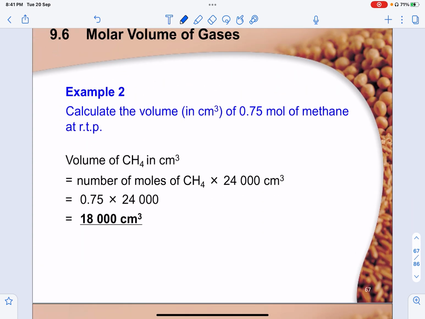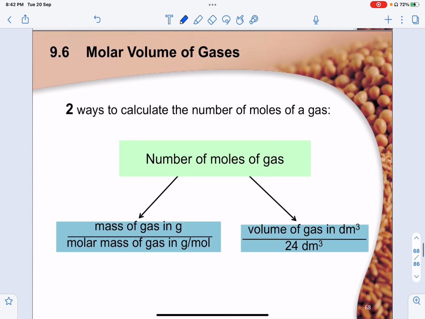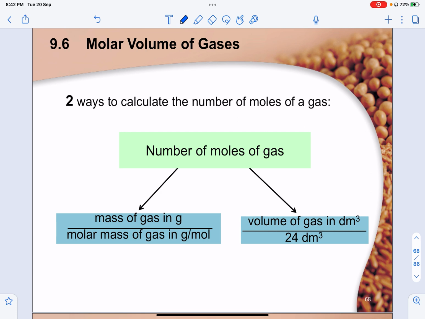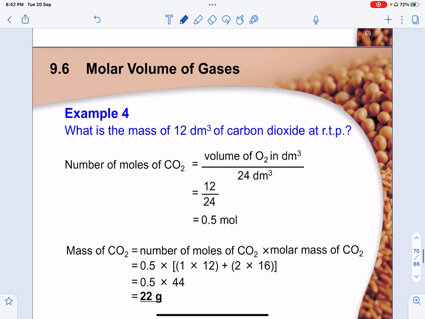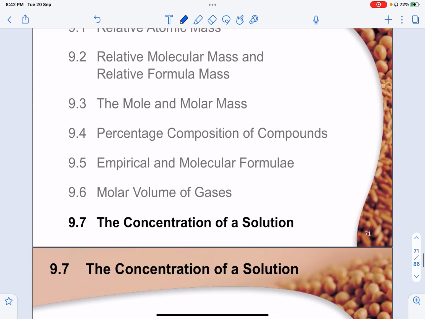So if we want it in cm cube, then from dm cube you have to convert to cm cube, where 1 dm cube equals 1000 cm cube. So what we can see is there are two ways to calculate number of moles in a gas: we can use the volume over 24, or we can use the mass over MR, where MR is from the periodic table and the mass is usually from the question. You can pause the video to check some of this.